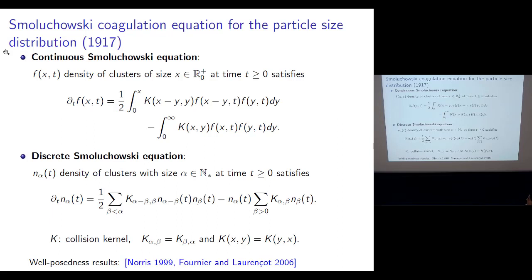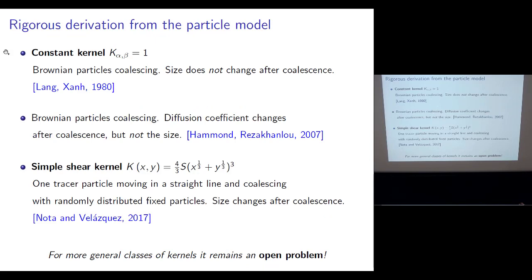These equations can also be derived from particle systems, and this has been done in a few works. In 1980, Lang and Nguyen obtained the Smoluchowski equation with the constant kernel, starting from a system of Brownian particles where the size does not change after collision, after coalescence. Later, in 2007, Hammond and Rezakhanlou considered the case where the size does not change, but the diffusion coefficient changes after collision.